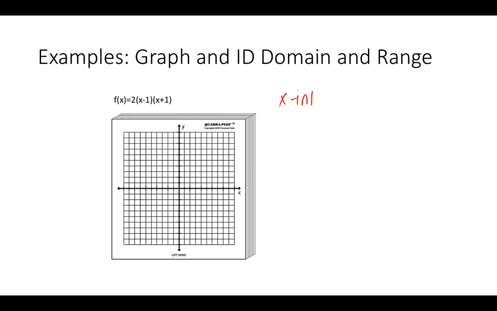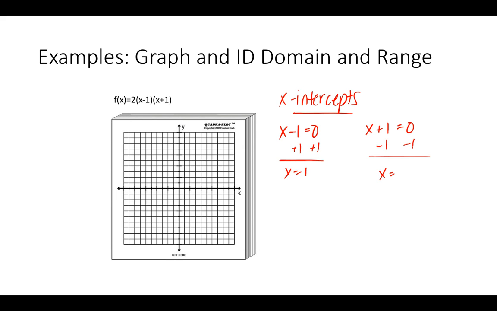So we find our x-intercepts. And again, we do that by setting our parentheses equal to 0. So x minus 1 equals 0, x plus 1 equals 0. Here, if we add 1, we get x equals 1. Here, if we subtract 1, we get x equals negative 1. So here's 1 and negative 1. And hopefully we can see that in between them, our halfway point is going to be 0. But again, for your vertex, if you can't see that, we can always add them together and divide by 2. So 1 plus negative 1 divided by 2 gives us 0.